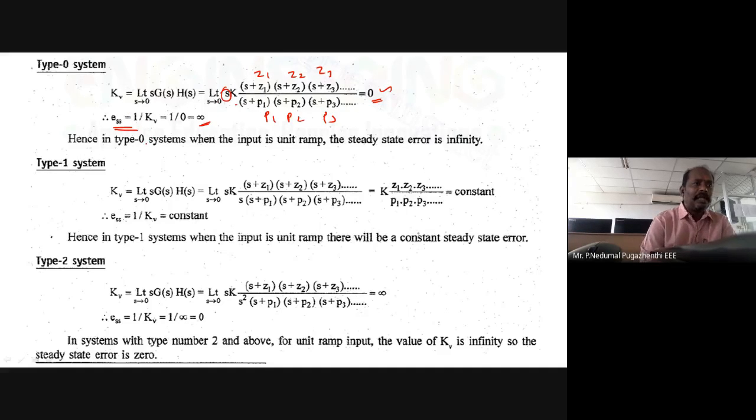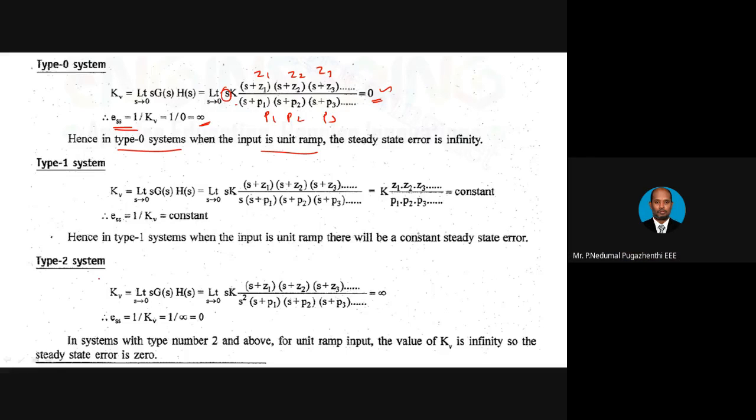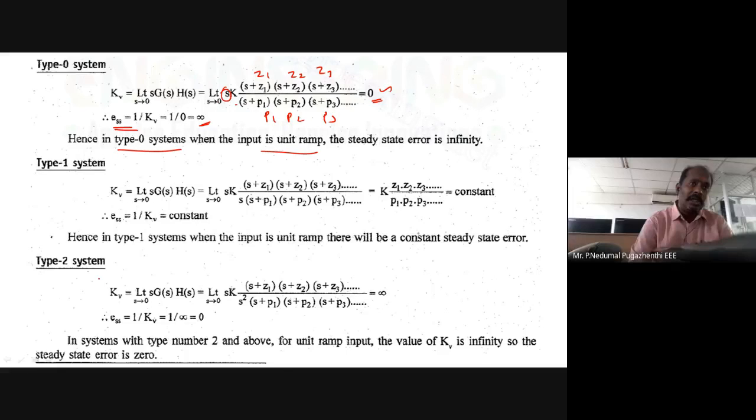So what I can say, I will get an infinite error value, I will get a huge amount of error if the input is a ramp input and the system is a type 0 system. For a type 0 system, if I give a unit ramp, the steady state error will be infinite.